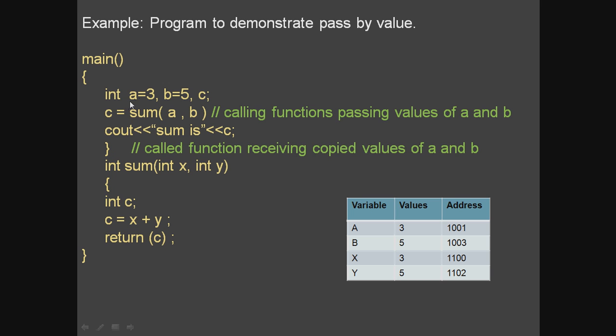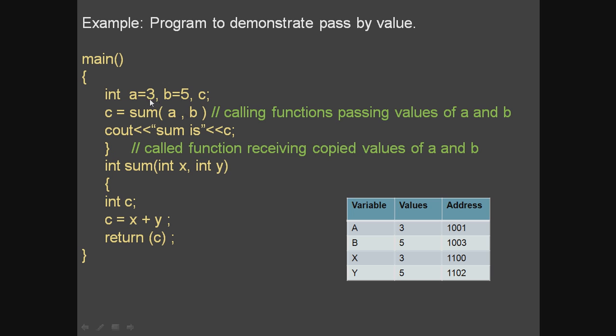You can see here that three variables a, b, c are declared. A and b are initialized, assigned the values 3 and 5. They are all of integer type. Here c equals sum(a, b). So this is the calling function, passing the values of a and b. This is your local variable, and at the same time this is your actual variable. A and b are your actual variables, or the actual parameters. Here 3 and 5 are the values passed by this function sum within this parenthesis, using these actual variables or actual parameters.